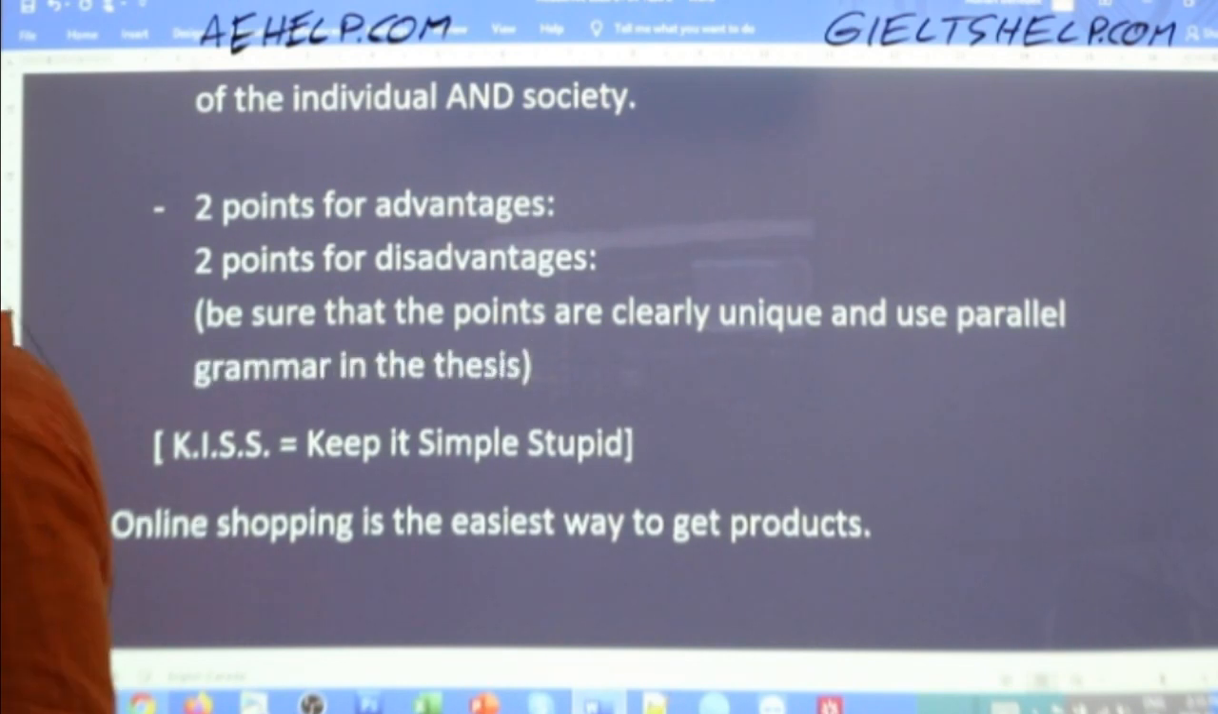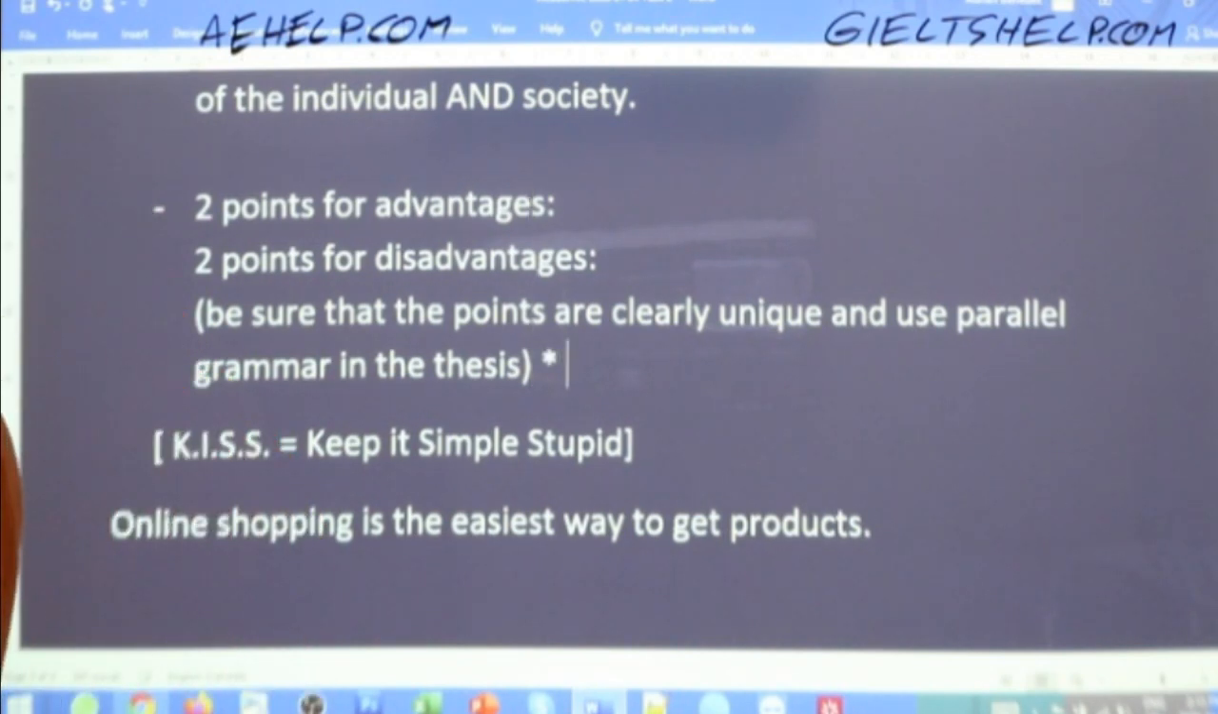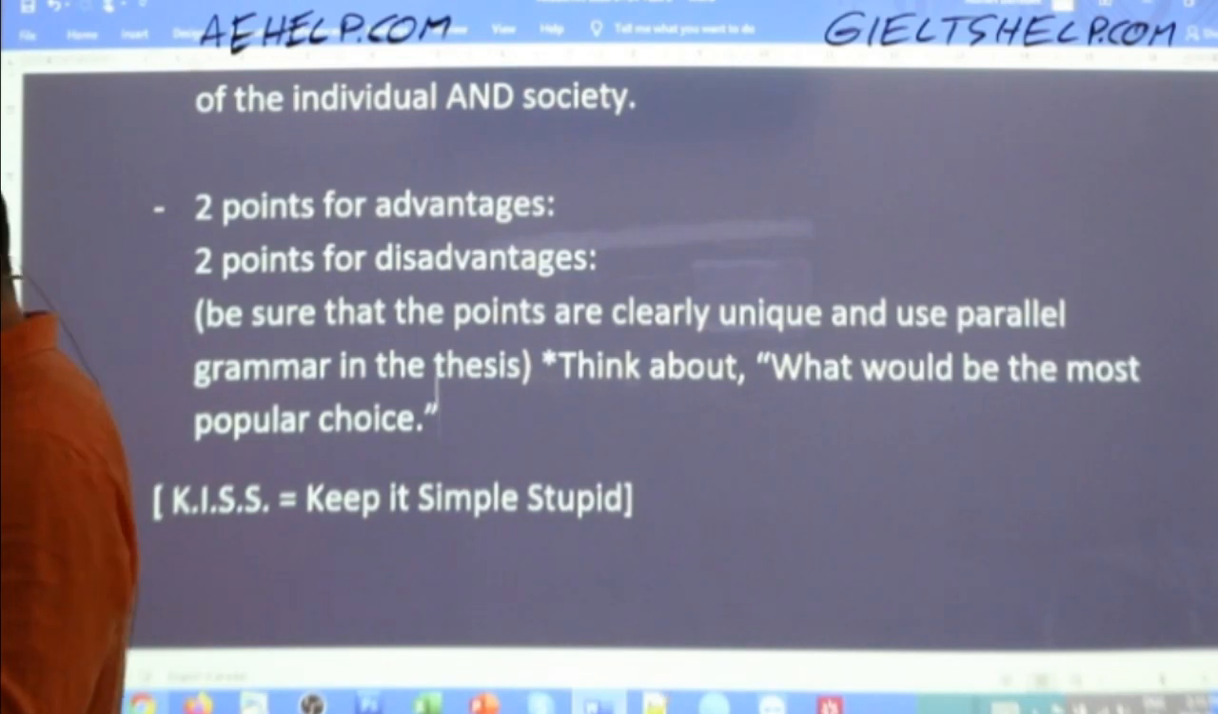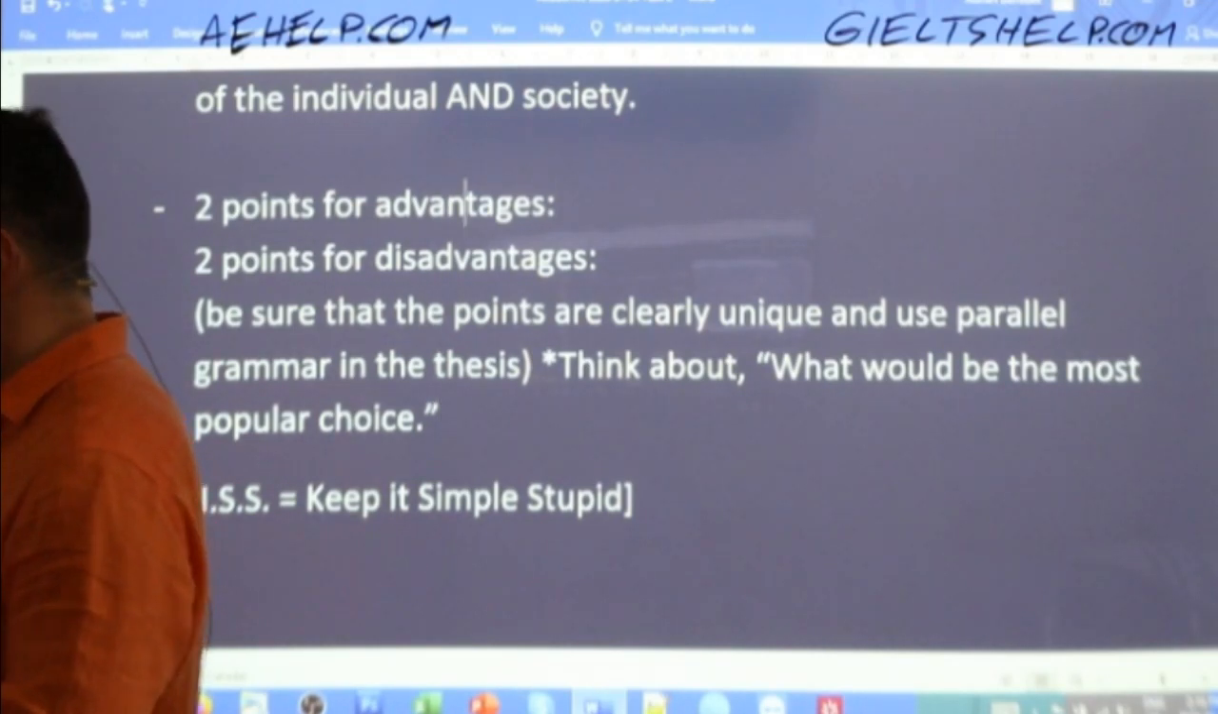Okay. So, and of course, think about what most people would say. So think about what would be the most popular choices, okay? Don't try to be super tricky and clever on the IELTS exam. Just go with the generic common agreement in public.